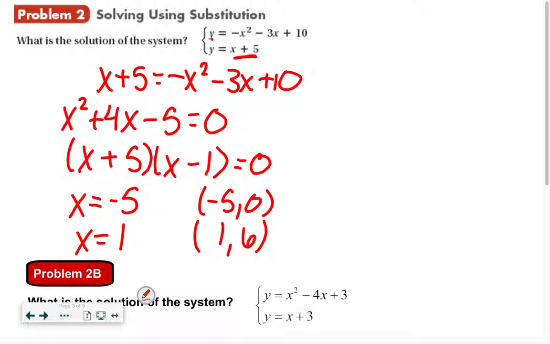What should I do if I want to be sure they're right? Plug them in the top one. I know they're working in the bottom. I get negative 25 plus 15 plus 10. That one works. Plug in 1: negative 1 minus 3 plus 10 is 6, yeah? So do they both work? Yeah. Those are our two solutions.